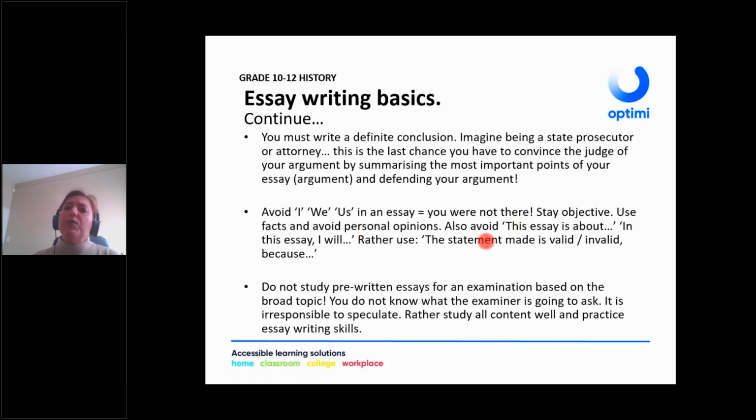So please avoid this. Also, try and stay away from primary school essay writing ideas, such as, in this essay I am going to write about, or this essay is about. In this essay I will. It's not very scientific, it's not very objective. Rather use more scientific terminology and sentences like, the statement made is valid because, and then you immediately continue with facts. Or the statement made is invalid, and you immediately state the facts. And overall, you stay away from your personal opinions and your feelings about the matter, and you stick with the facts that you have learned.